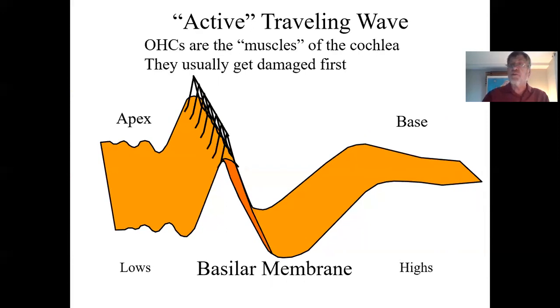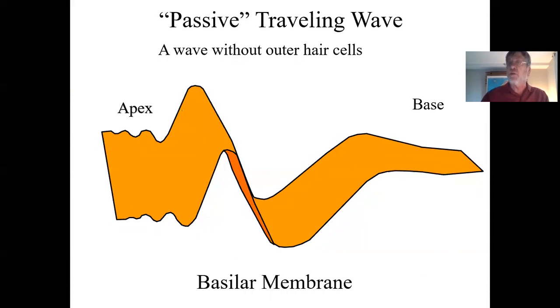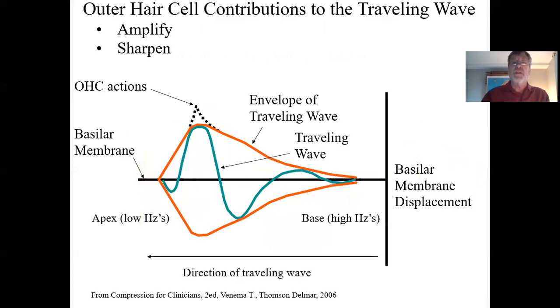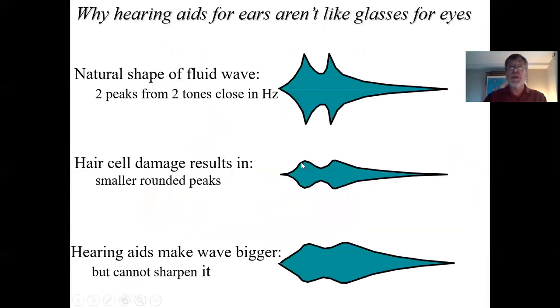This person's got excellent frequency resolution, excellent difference limen for speech, excellent just noticeable difference, in other words, excellent differential threshold for frequency. Good frequency resolution, poor frequency resolution. And this is what most people wearing hearing aids have, a passive as opposed to an active traveling wave. Very important: outer hair cell contributions to the traveling wave. They amplify it and they sharpen it. Why hearing aids for ears ain't like glasses for eyes.